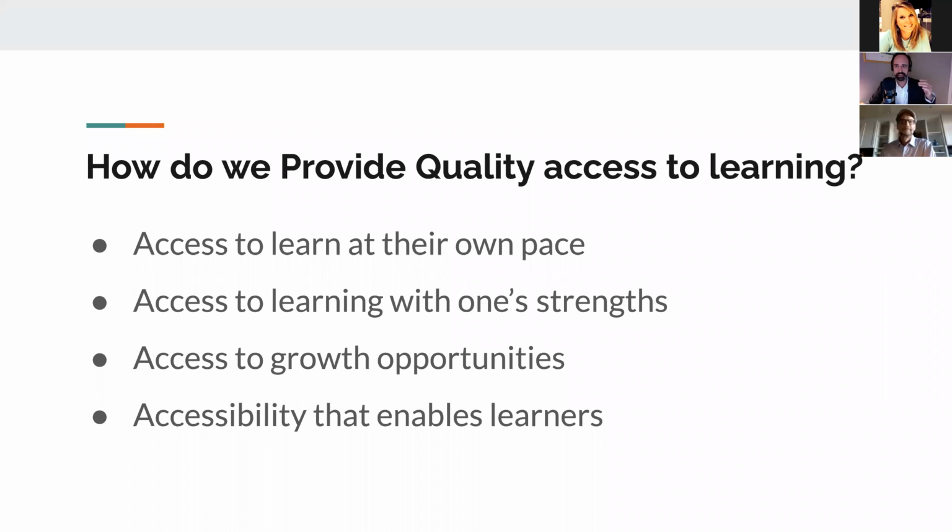So in thinking about defining that so we can study it a little bit more deeply, I might ask myself, how do we provide quality access to learning? Access to learning at their own pace and with one's strengths are two pieces that mean a lot to me. For example, a lot of times we're asking students to test on a calendar, or we're asking students to accomplish certain things according to a schedule. Part of that's the nature of how we do our teaching and our instructing, by moving the class as a whole along. But we don't often stop to ask ourselves what each kid needs with time.